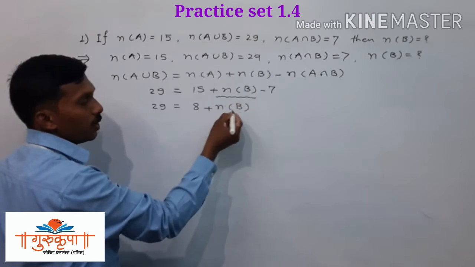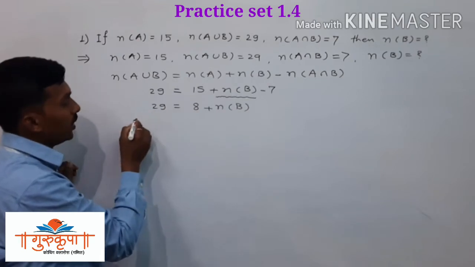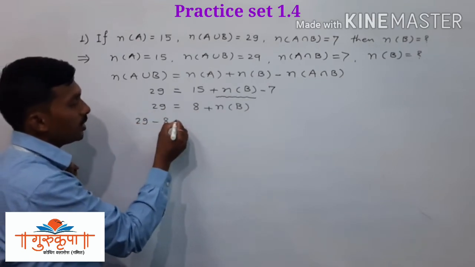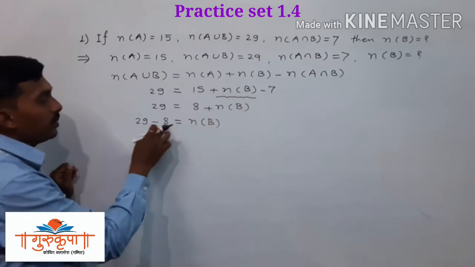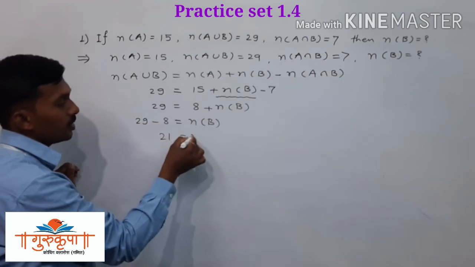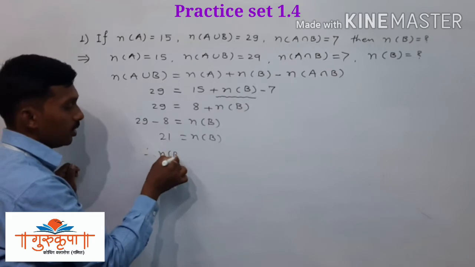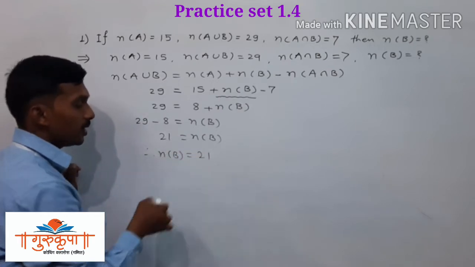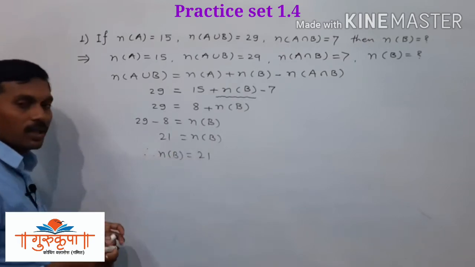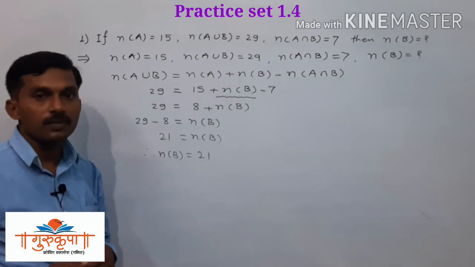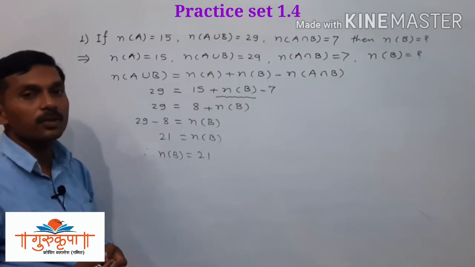Now to find the number of elements in the set B, we transfer this 8 to the left side and get 29 minus 8 is equal to n(B). 29 minus 8 is 21, so n(B) is 21. So we complete the answer: there are 21 elements in the set B. This is the first question from practice set 1.4.